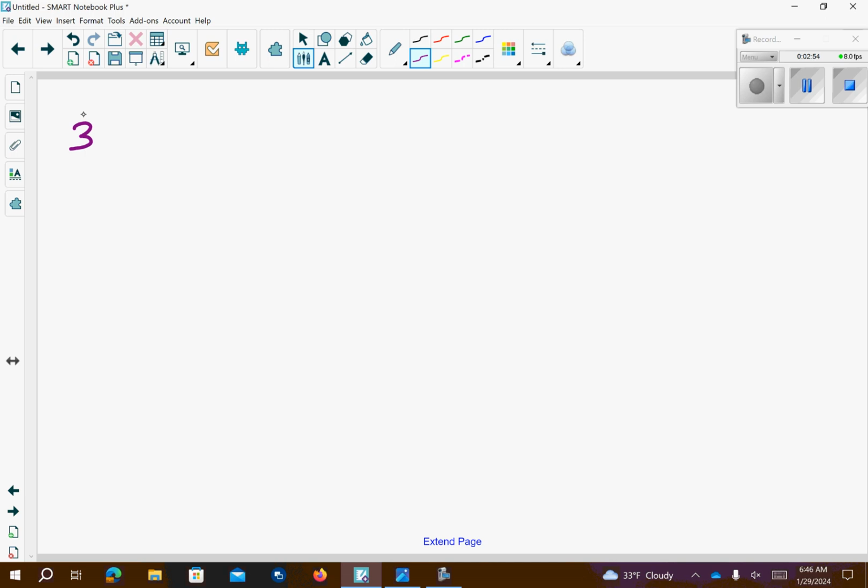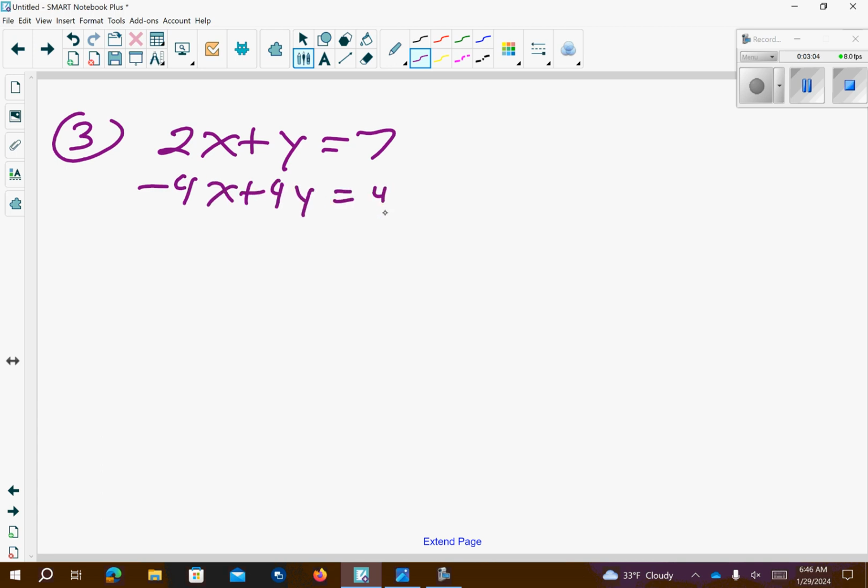Problem number 3. On that front page is 2x plus y is equal to 7, and then I have negative 4x plus 4y is equal to 4. They want us to use the elimination method, so I can't add these together. X and y are on the same side on both equations, so if I add these together, nothing cancels out. So we have to think, okay, do I want to get rid of x or y? Well, let's get rid of x, and I'm going to multiply everything here by negative 2.